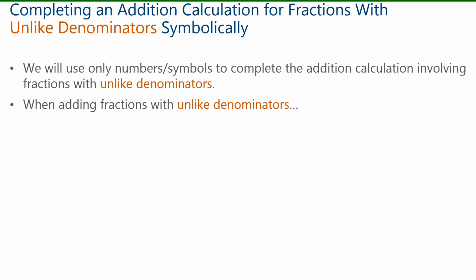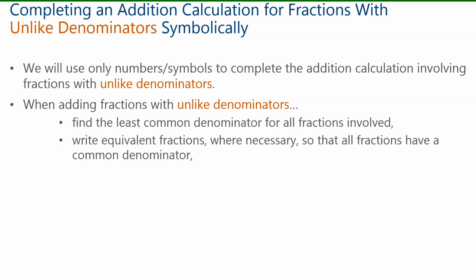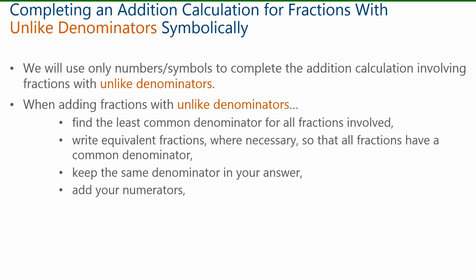So when adding fractions with unlike denominators, here's our little recipe. You will find the least common denominator for all fractions involved. We will then write equivalent fractions where necessary so that all fractions have a common denominator. We will then keep the same denominator in our answer. We will add our numerators, and then, of course, simplify if necessary. So let's have a look at a few examples.